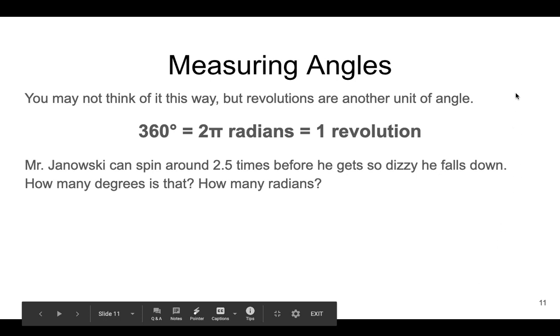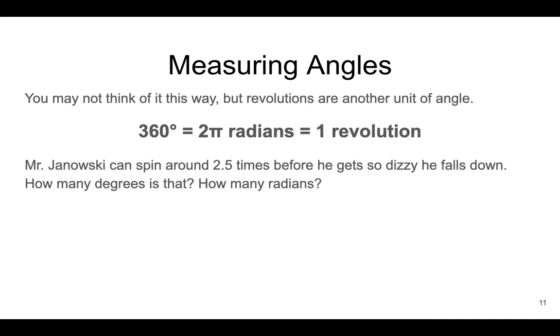So again, this idea, revolutions are just another way of measuring angles. Seems a little bit weird to do that, but that's what it is. So for example, when I'm ice skating, which I haven't done in a while, and now the rink is closed for social distancing, but I'll get back there eventually. I can ice skate a little bit. I can spin around, but not very well. If I go about 2.5 times, I get very dizzy and I fall down. So 2.5 times around, how many degrees is that? How many radians is that?